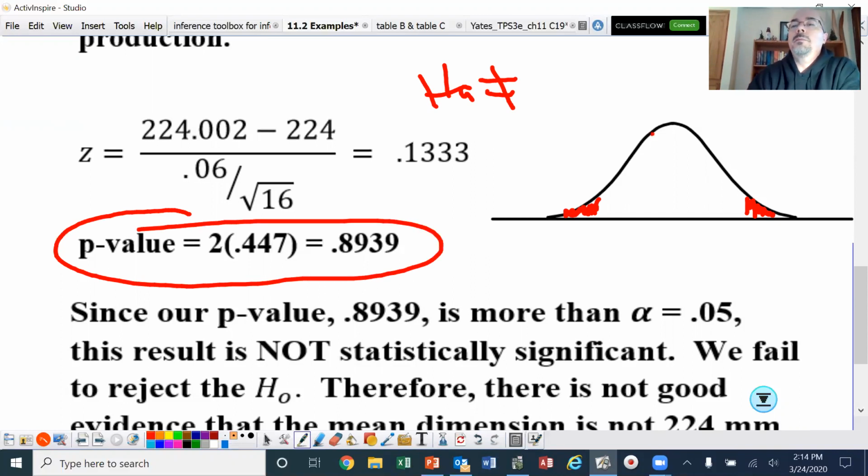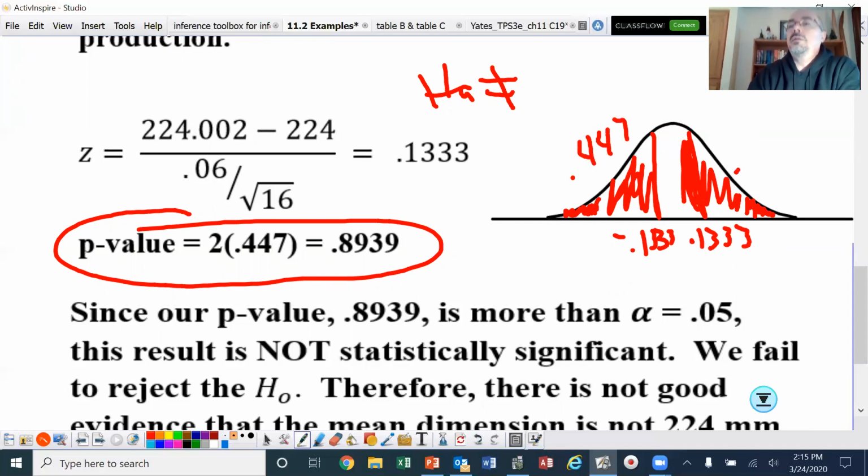Okay, actually it's quite a bit more than that. It's more like this. Because it's negative 1.333 and 1.333. Because you're doing both sides and you're doubling it. So this is 0.447 and this is 0.447. So when you're doing the two-tailed, the not equal to, you've got to remember to double it.